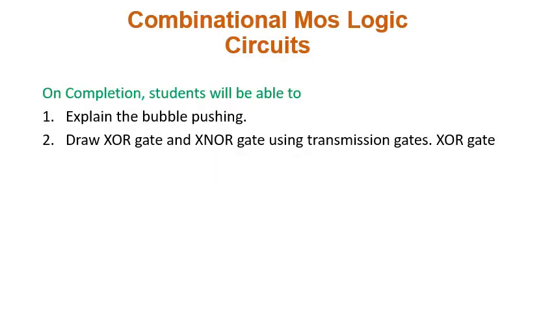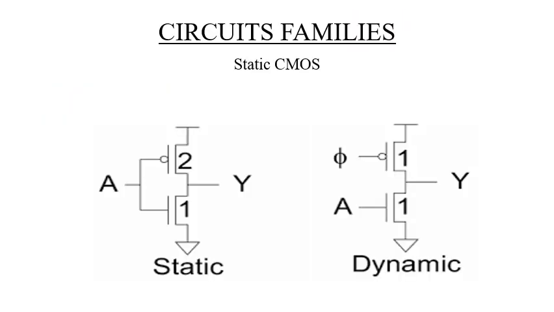After completion of the combinational logic circuits, students will be able to explain bubble pushing, and draw XOR gate and XNOR gate using transmission gates. First of all, we are going to see the circuit families. The circuit families are classified into two: static and dynamic.